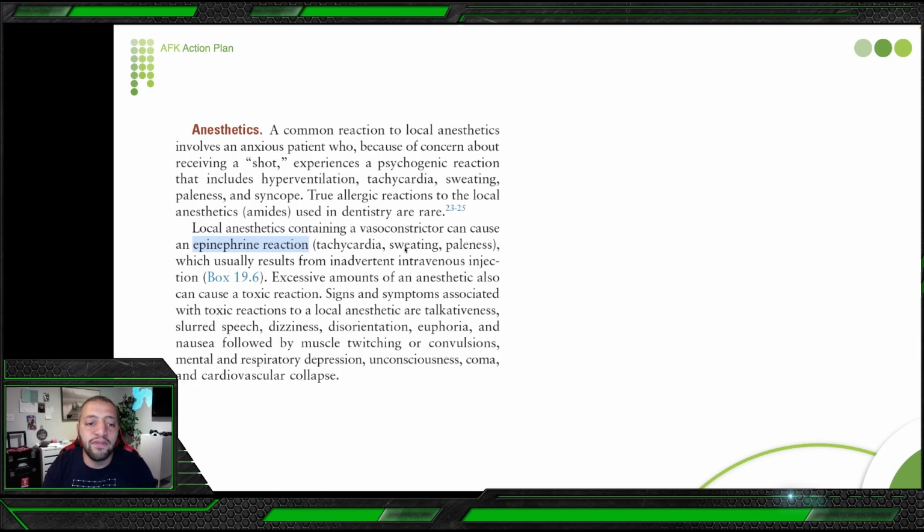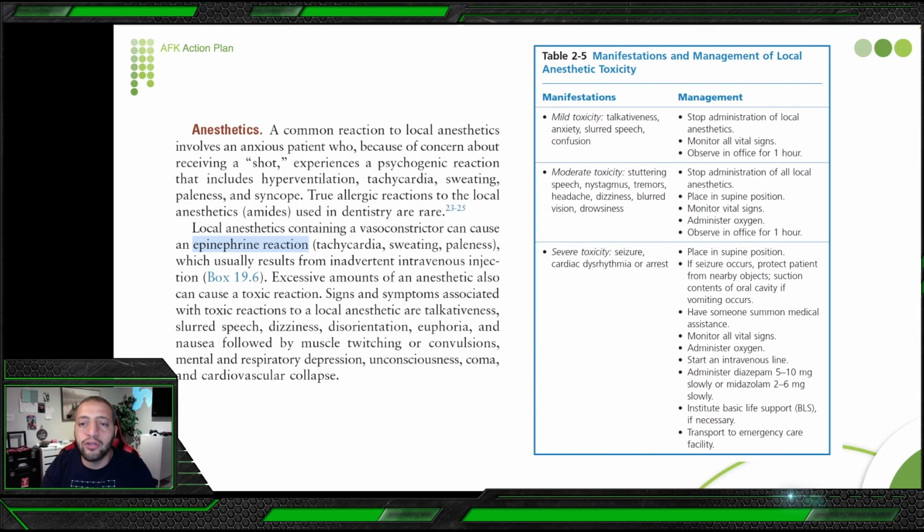He speaks only about the first phase. We said maybe it's an epi reaction. But to get the complete knowledge, how do we deal with a patient with LA toxicity? We have three categories. Mild toxicity: your patient will have talkativeness, anxiety, slurred speech, and confusion. How to deal with him? You stop, monitor all vital signs, and observe in the office for 1 hour. So you do nothing, you just speak with him.